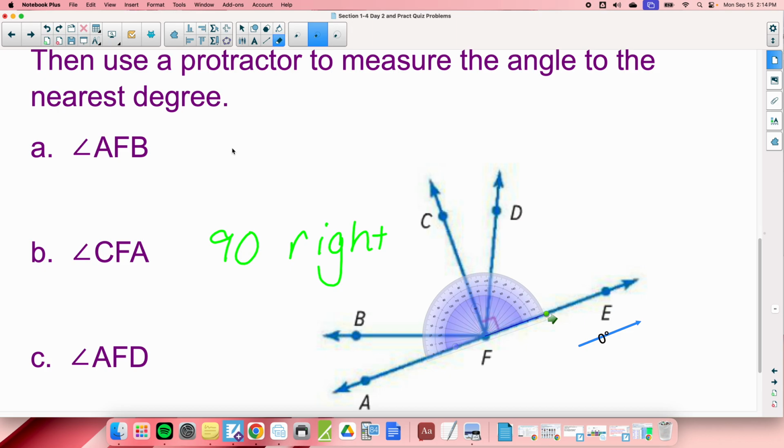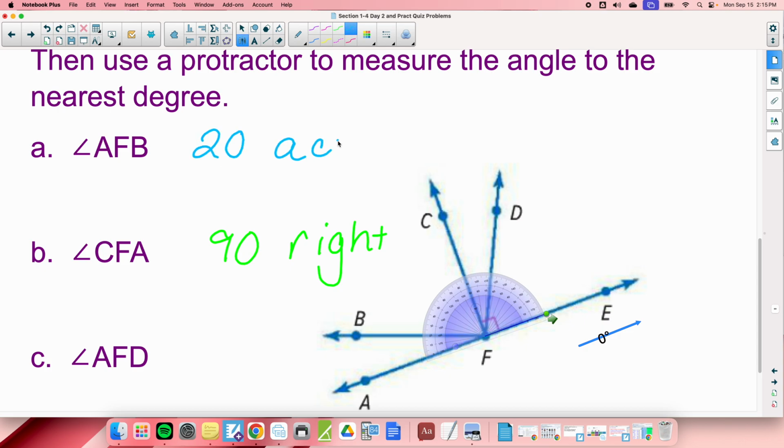So the first one is AFB. Let's look at this. AFB looks to me like it's going through 160 or 20. Which one makes sense? 20. And then what kind is that? Acute. It is acute.